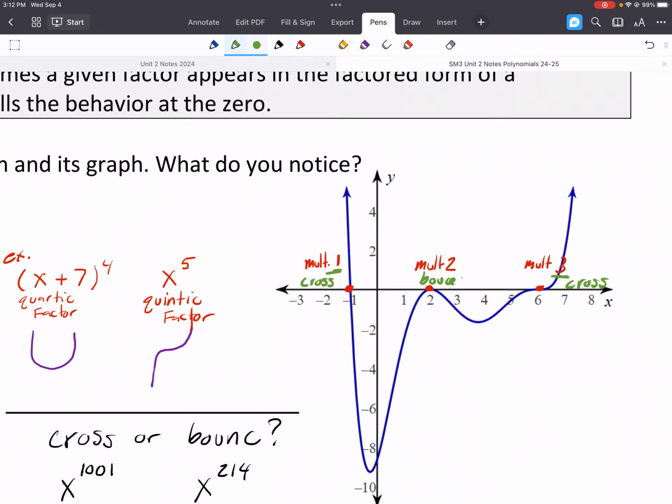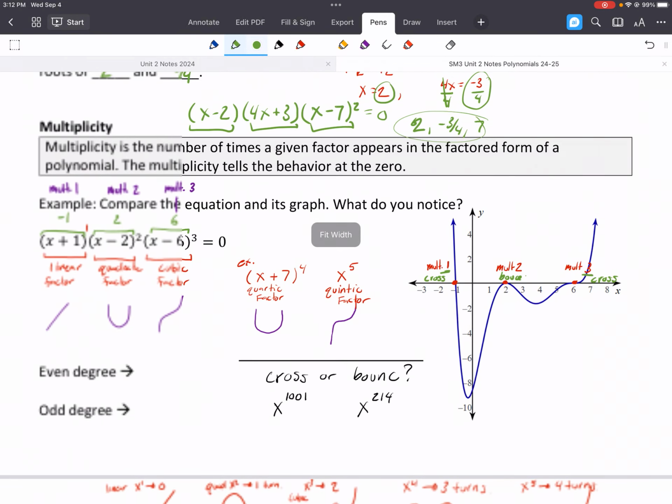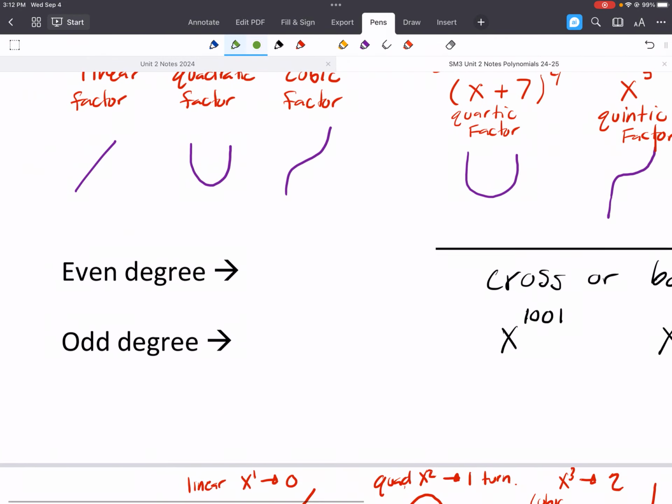And that will happen for any of these multiplicities. So any even degree or even multiplicity, we're always going to have a bounce. And if it's an odd multiplicity or degree for the factor, it would cross.